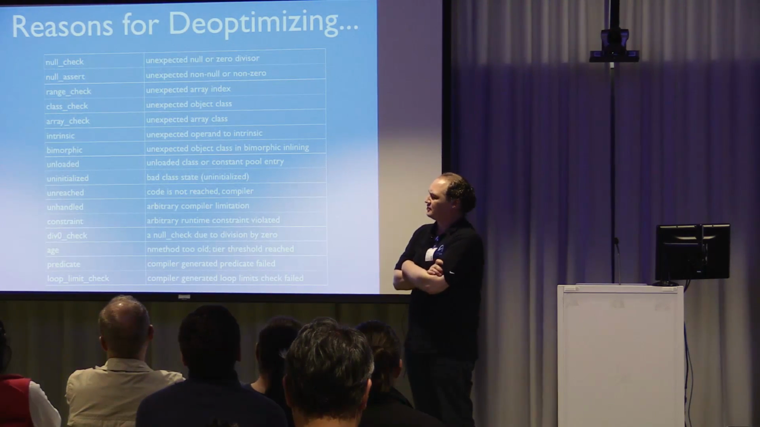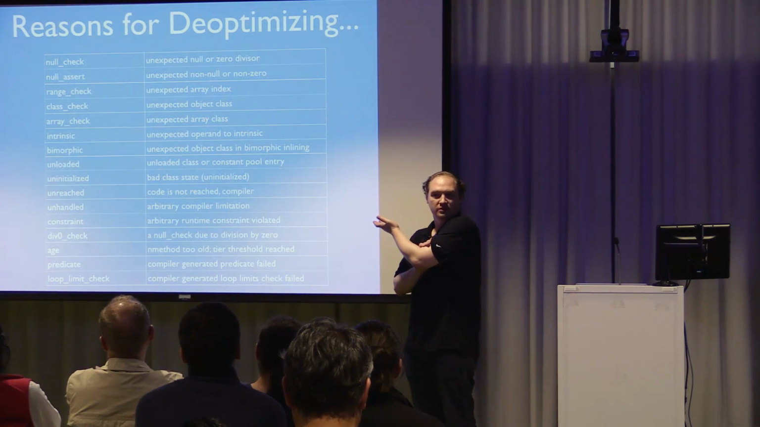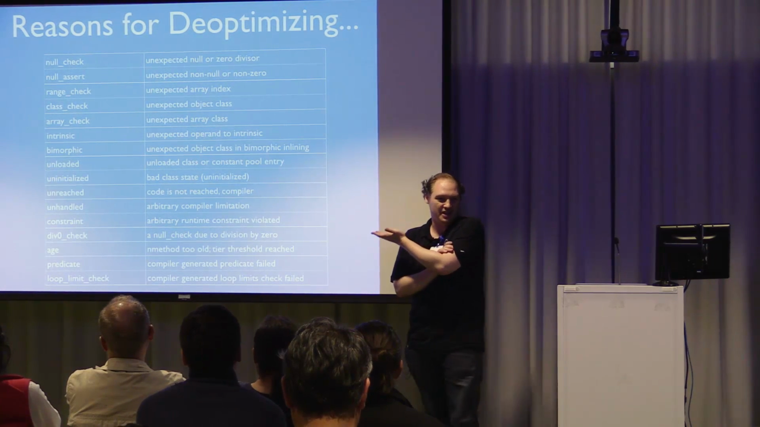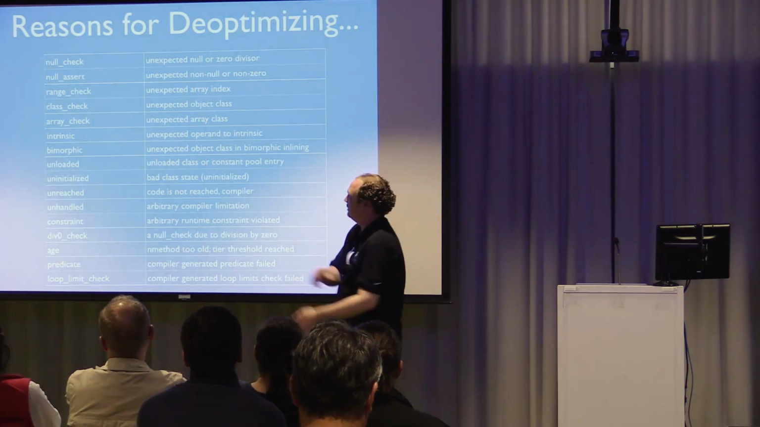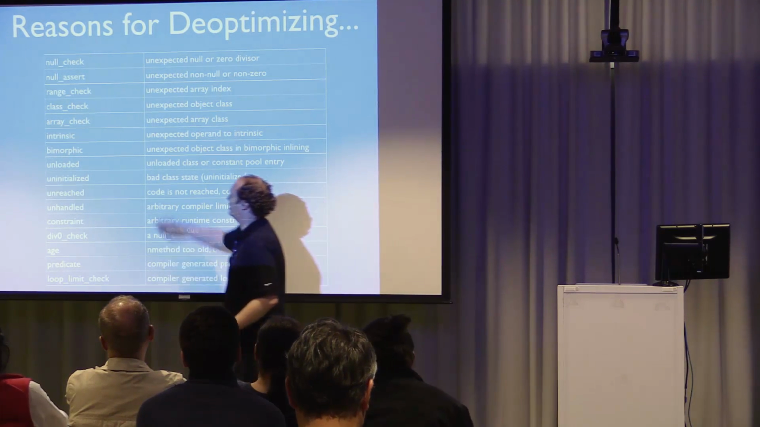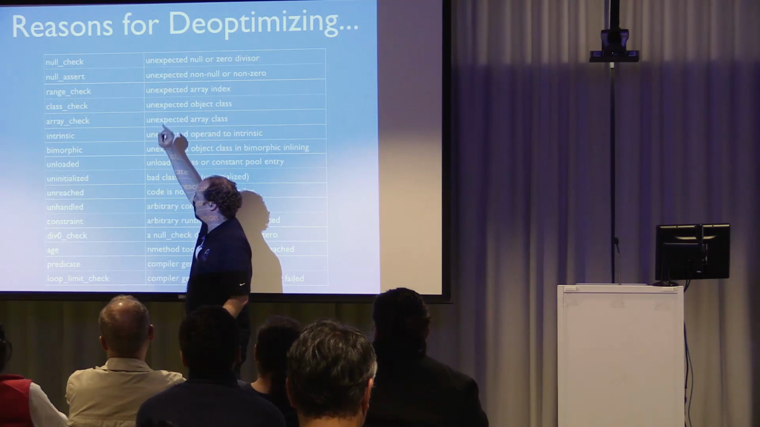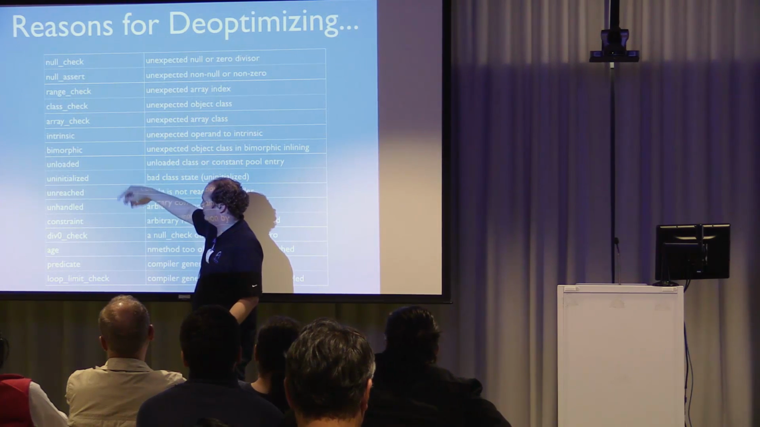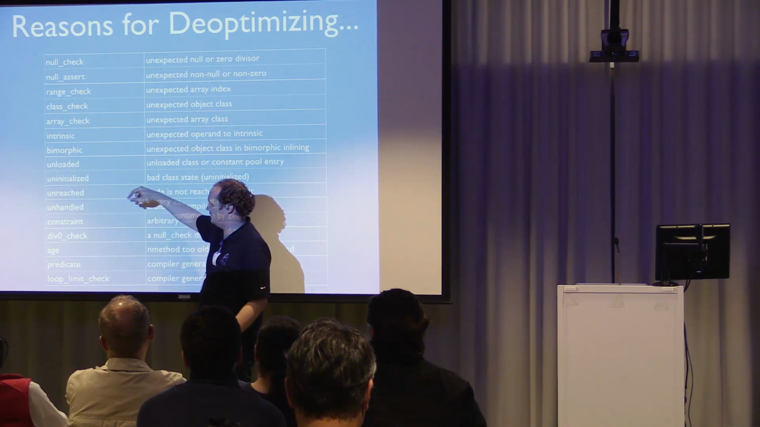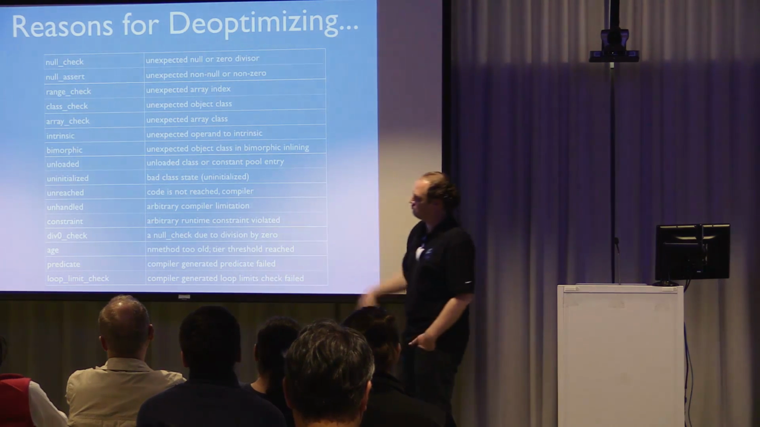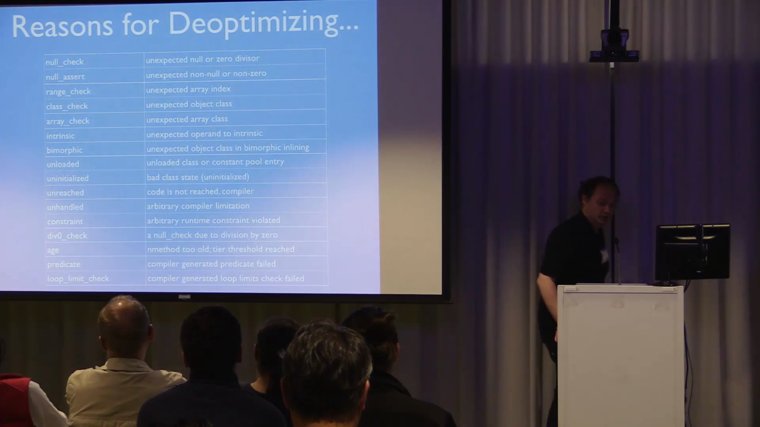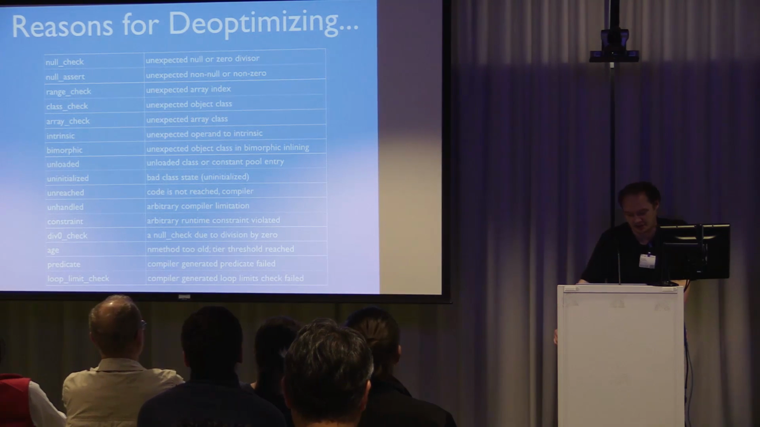All right, reasons for deoptimizing. There are a few. This is the table. This is taken straight from the HotSpot source code. We covered a few of them. We covered class check. We covered bimorphic, unloaded. We kind of touched uninitialized, unreached, and constraint is actually CHA. So we covered a good maybe half. There are more. I covered the ones that actually happen most of the time.